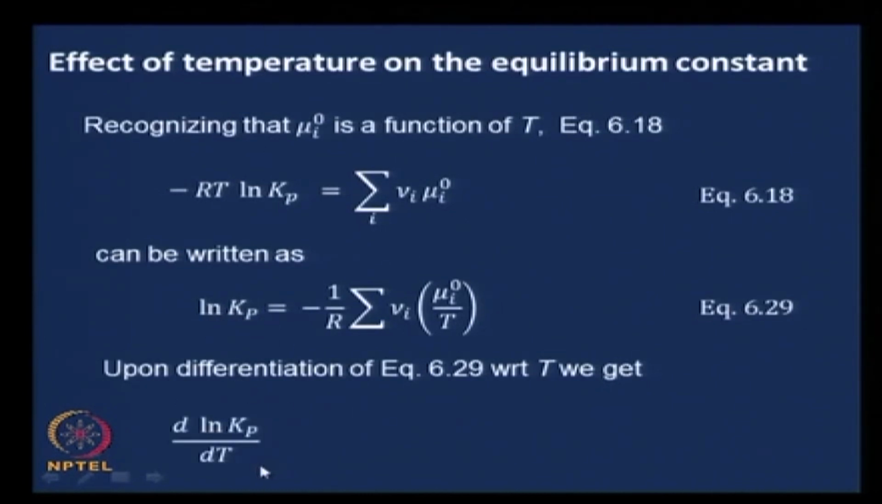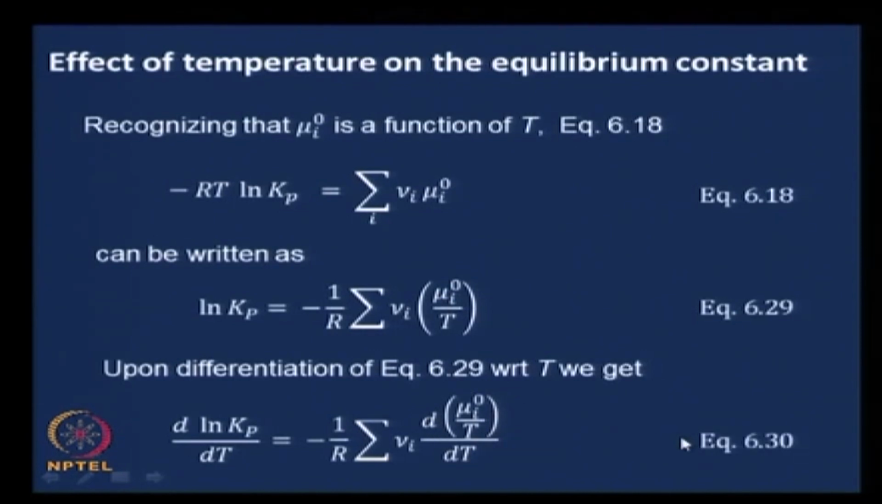So we get d ln Kp/dT is nothing but −1/R Σ νi. νi is just a stoichiometric coefficient, not a function of temperature. Therefore, the function of temperature is μi⁰/T alone. Therefore, this becomes d/dT of μi⁰/T. Let us call this equation 630.